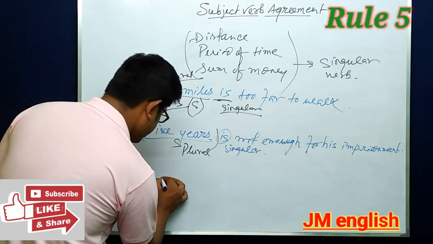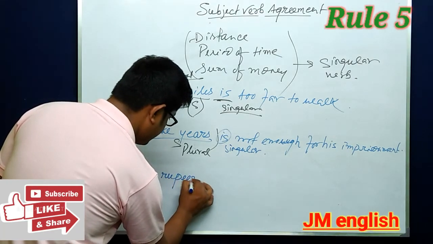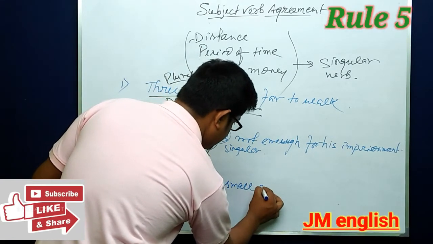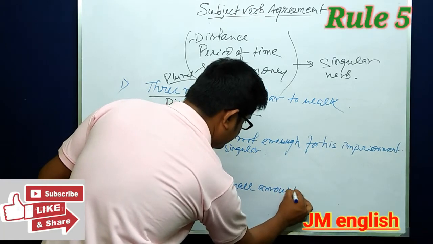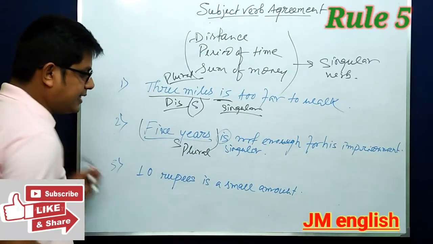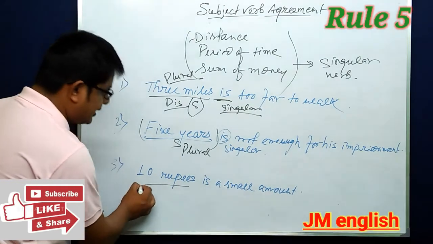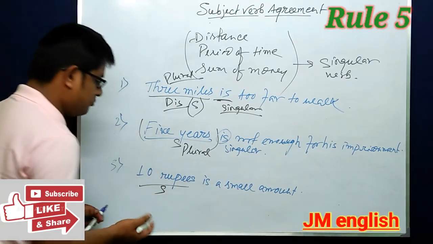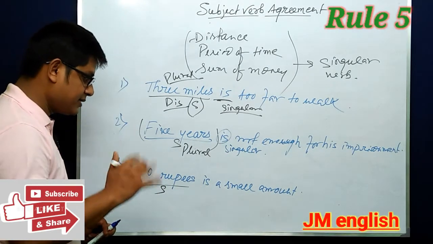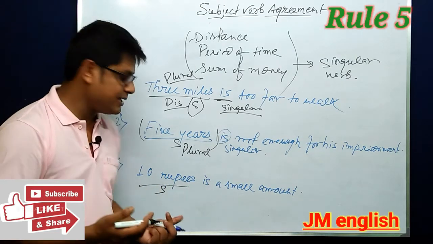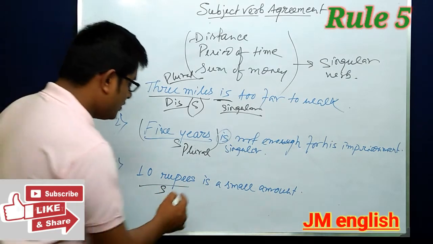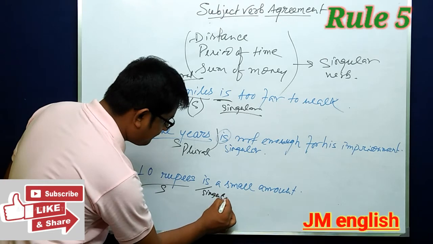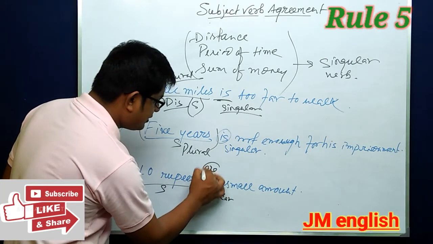10 rupees is a small amount. Okay, 10 rupees is a small amount. Again, it indicates a sum of money. And 10 rupees, again, you may think it's plural, not 1 rupee, 10 rupees. So you may again make the mistake of using a plural verb. No, don't use are, you have to use is, so it is singular. So if you use are, it will be wrong.